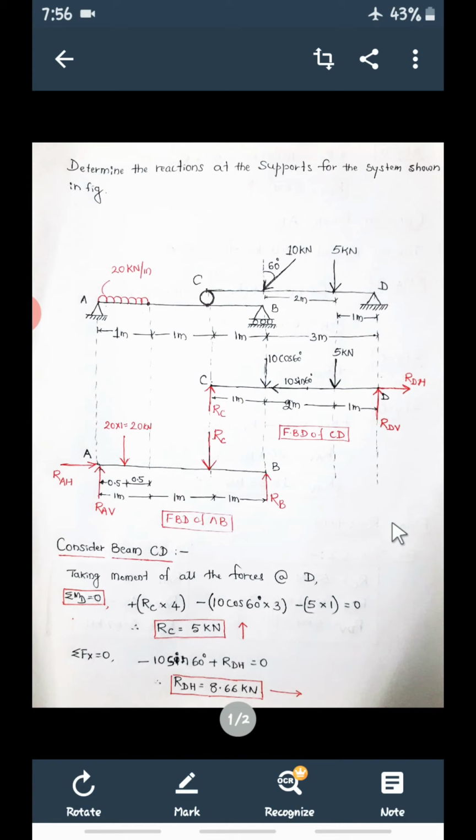So I hope you understood this problem. Solve it once again. If you still have any doubts, please call me or contact me. Note down, this problem is important. I hope you understood. Please solve once again, and if you have any doubt, please call me.